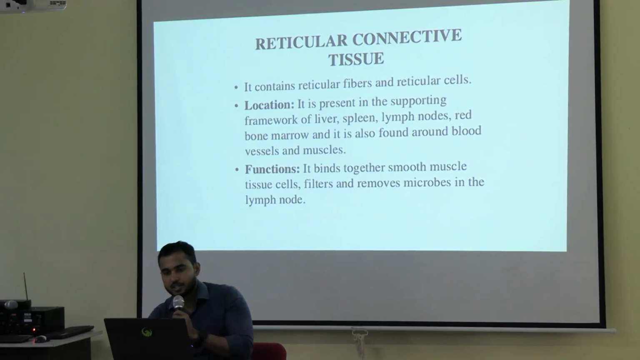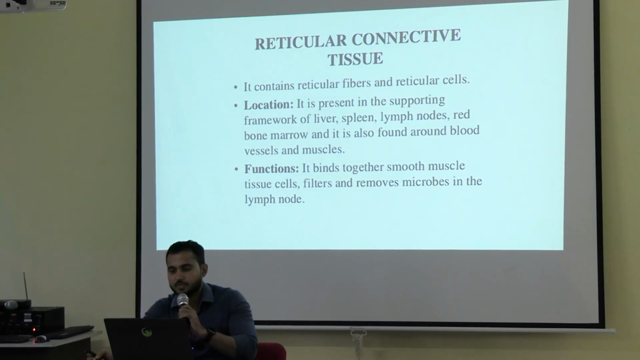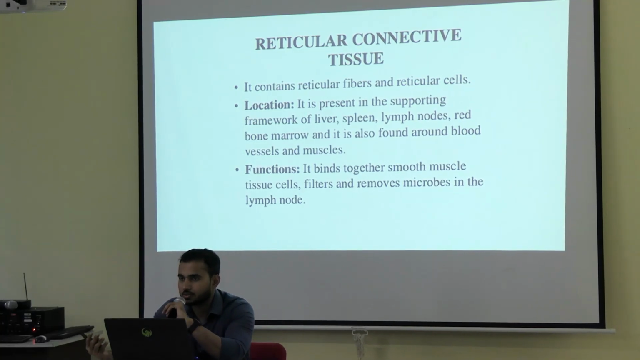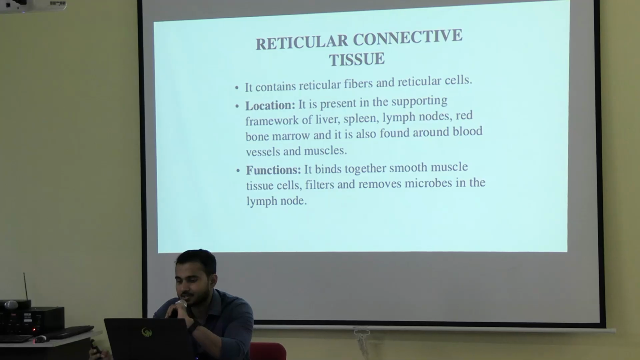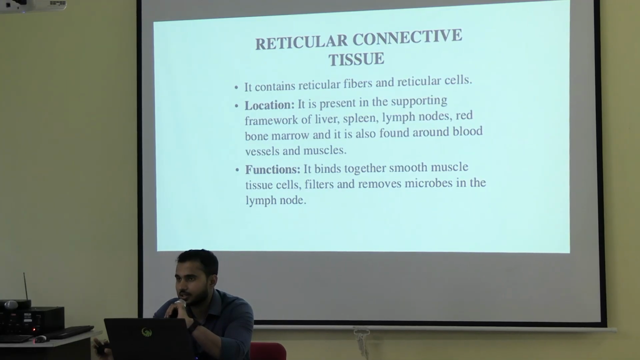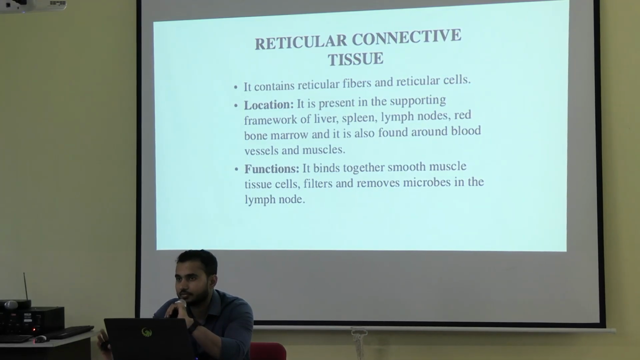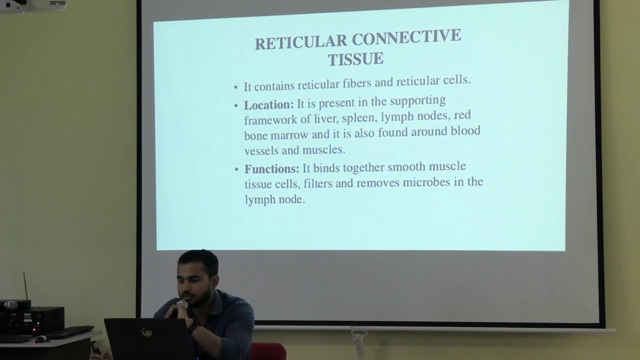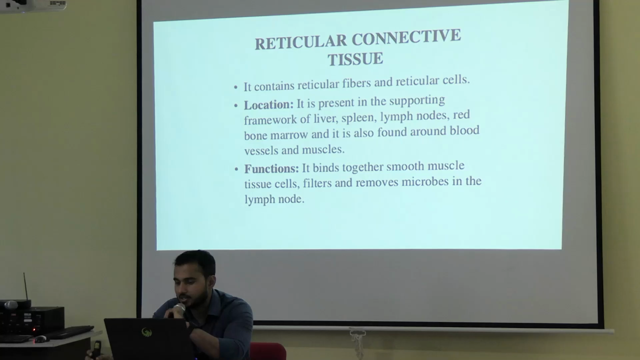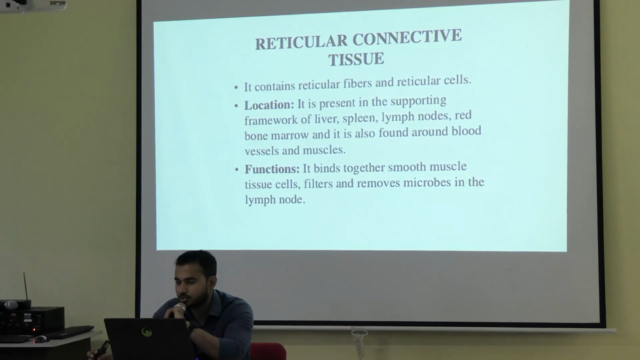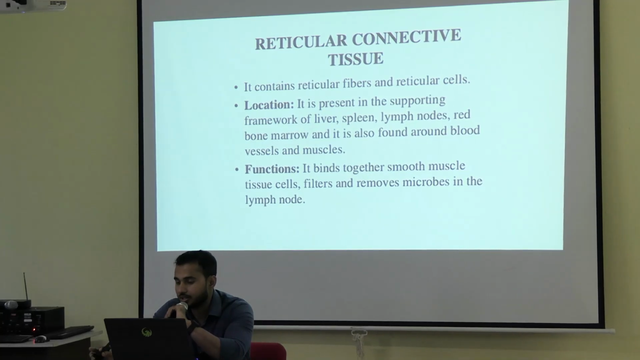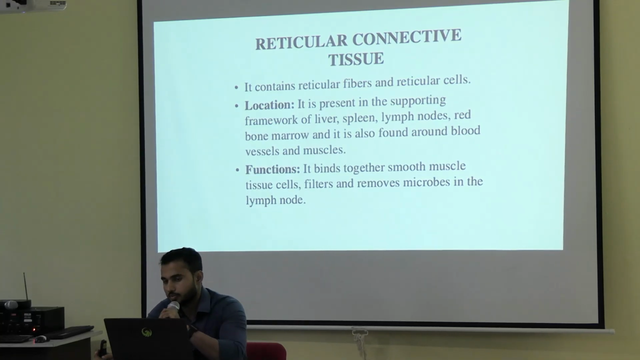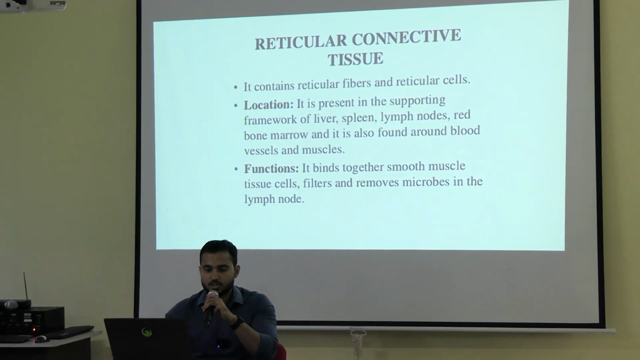What is next? Reticular connective tissue. तो इसमें क्या रहता है? Reticular fibers along with reticular cells are present. Regarding reticular fibers, we have already discussed. They form the framework of different lymphoid organs, and also in the kidney and the liver. What is the function? It binds together the smooth muscle tissue, and in lymphoid organs it acts as a filter to remove microbes. So these are some important functions of reticular connective tissue.